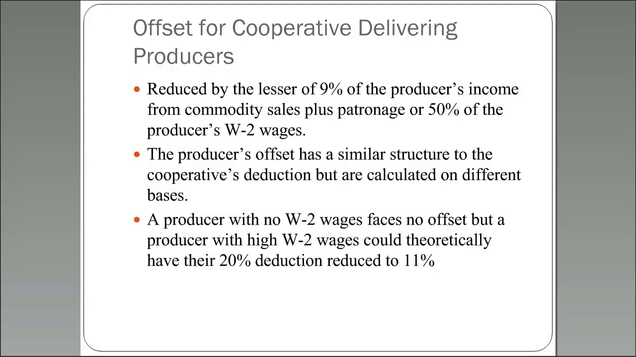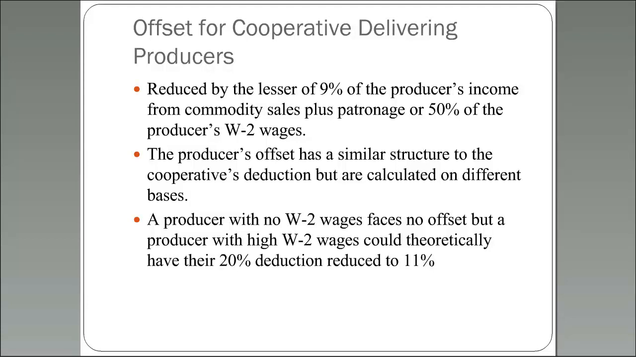So very few co-ops could actually pass through 9% of their income, because half of their W-2 wages is going to be less than that. But if they did, there's no reason to believe that the producer's share of 9% of the co-op's income is going to equal 9% of the producer's income. The same way, if the co-op was limited by half of their W-2 wages and they pass that on to the producer, there's nothing to make us believe that your pass-through based on half of the co-op's W-2 wages is going to equal half of your W-2 wages.